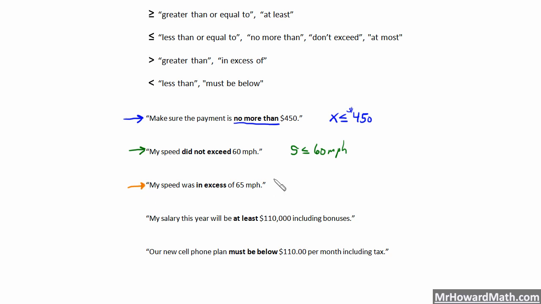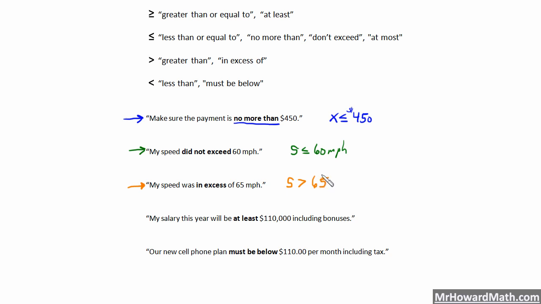Hopefully you weren't in a zone where the speed limit was anything less than 65 in this case, because this is saying that you were going over 65 miles per hour. So if we use S for speed again, we'll say S was in excess, greater than, right here. Our speed was in excess of 65 miles per hour.